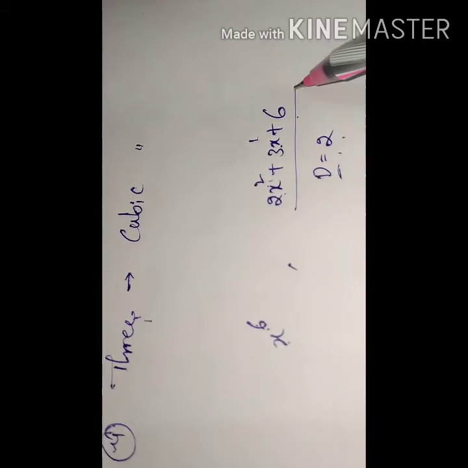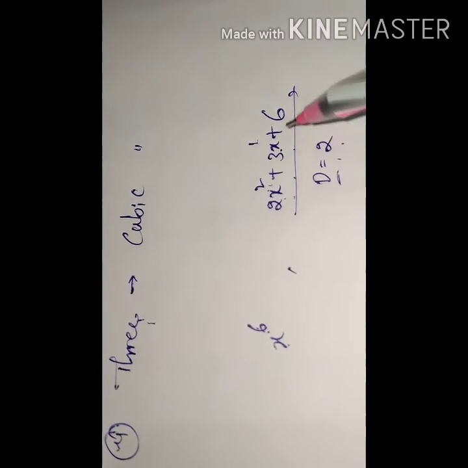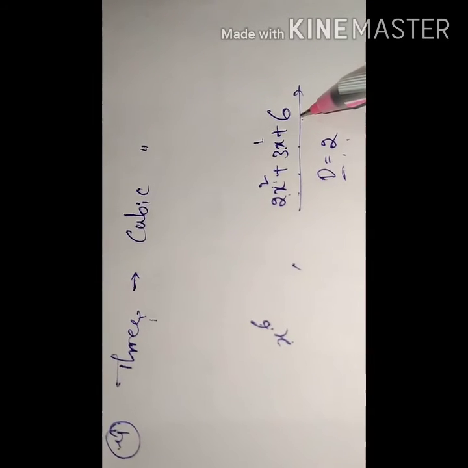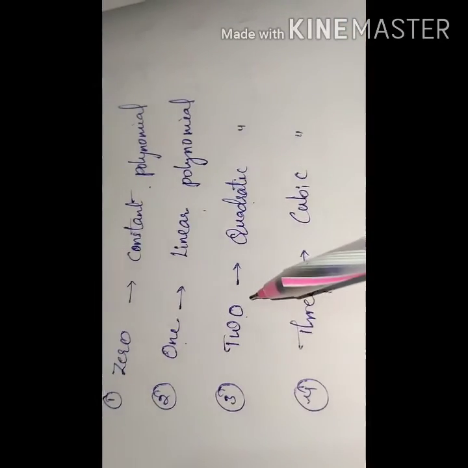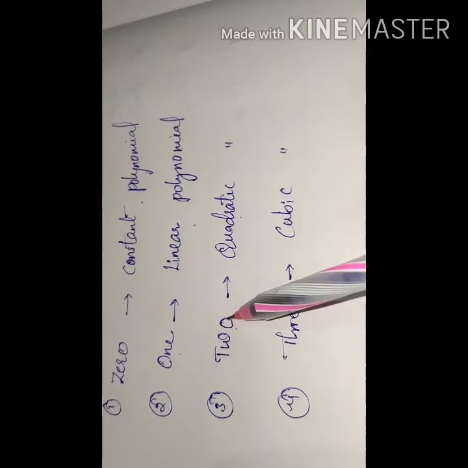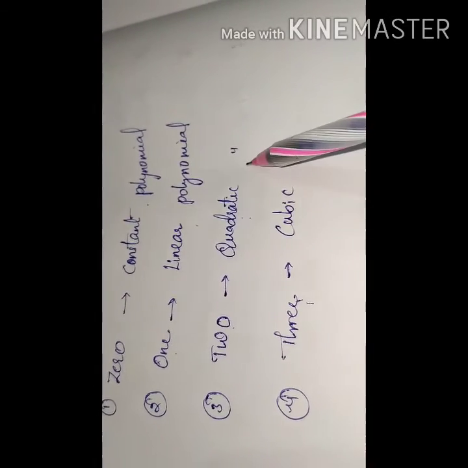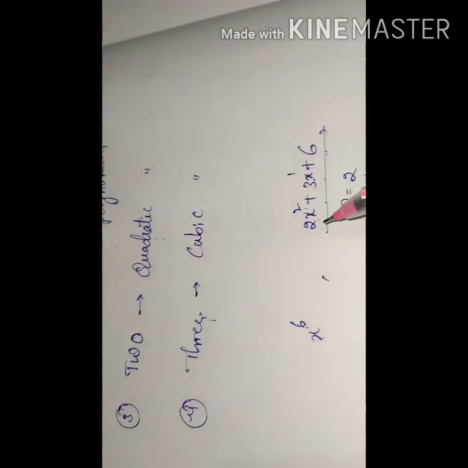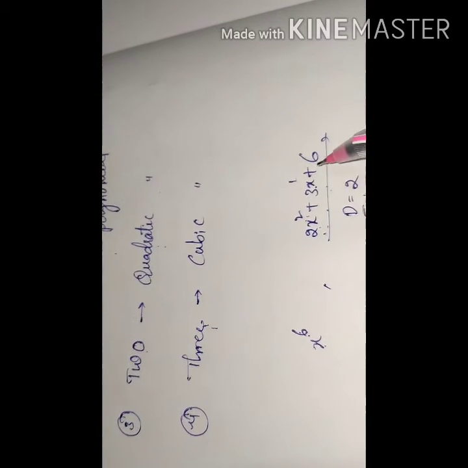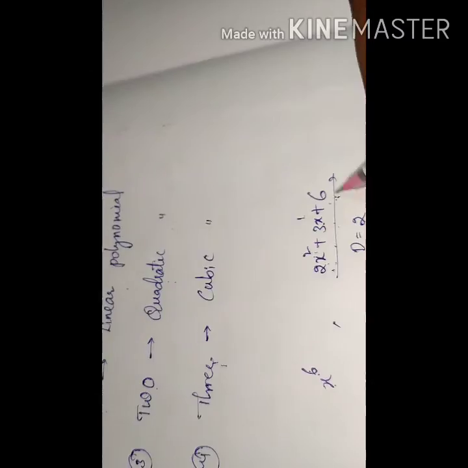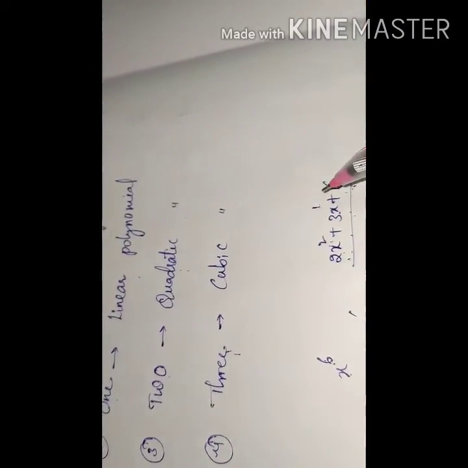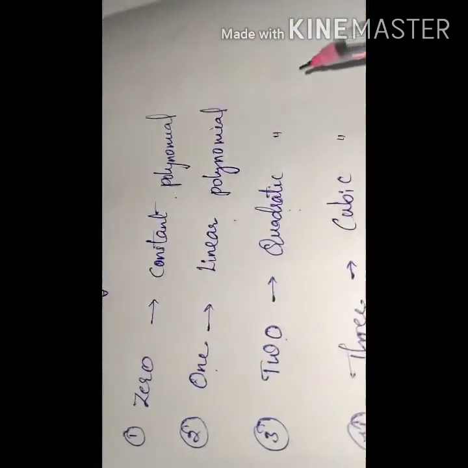Now tell me, 2x square plus 3x plus 6 is what type of polynomial? So what is the degree? 2. See, whenever we see degree 2, then the polynomial is said to be a quadratic polynomial, right? Therefore 2x square plus 3x plus 6 is said to be a quadratic polynomial. So similarly we can find all types of polynomials, right?